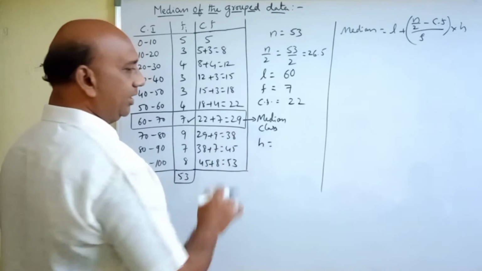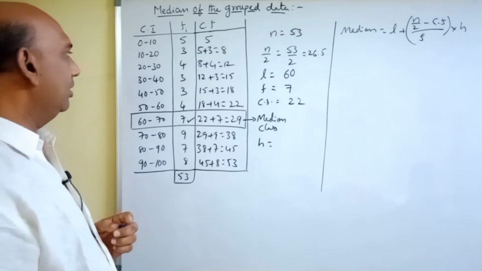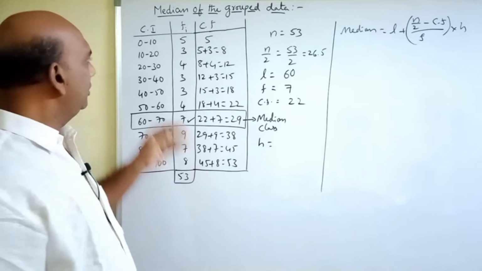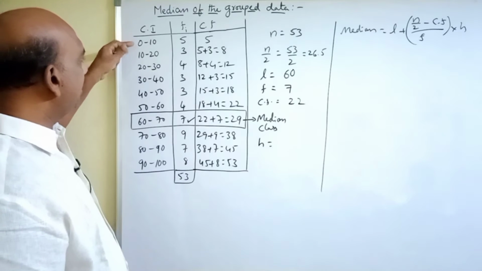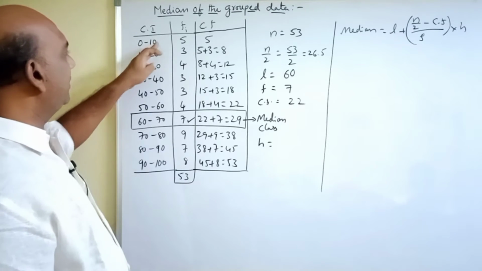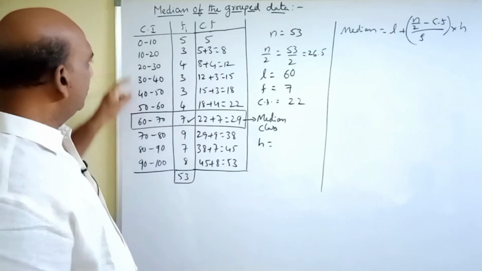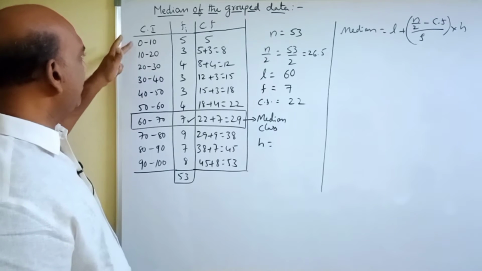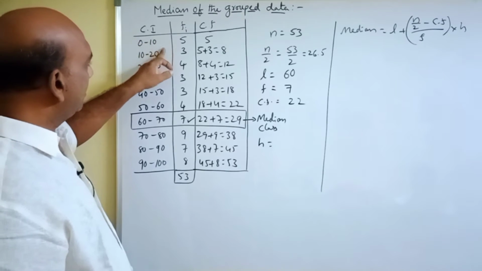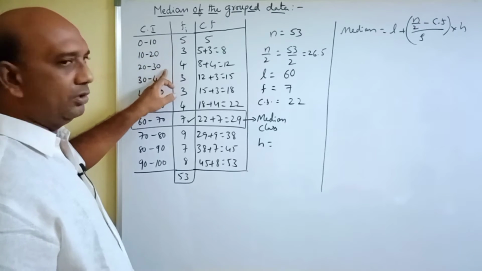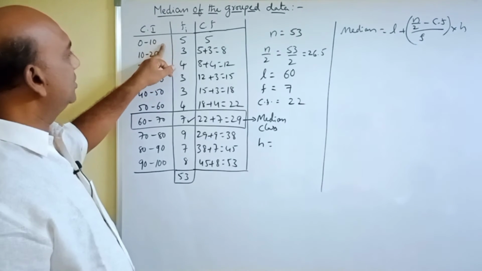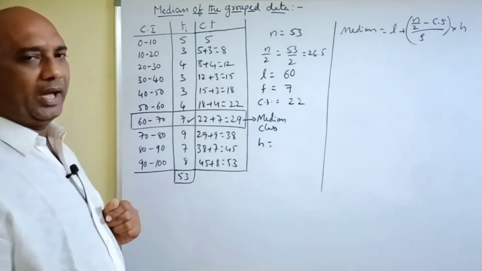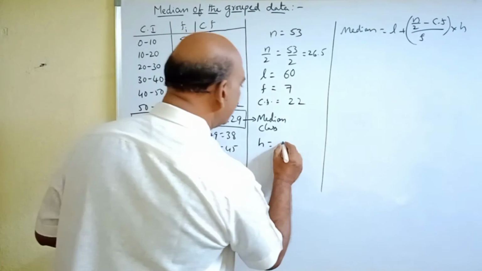Next, H. H means height of the class or size of the class. So, these are the classes. The difference between all these lower boundaries, or between all these upper boundaries, is 10. In the lower boundaries, 10 is the difference between any two classes, and in the upper boundaries also, 10 is the difference between any two successive classes. So, 10 is the height or size of the class. So, H is equal to 10.